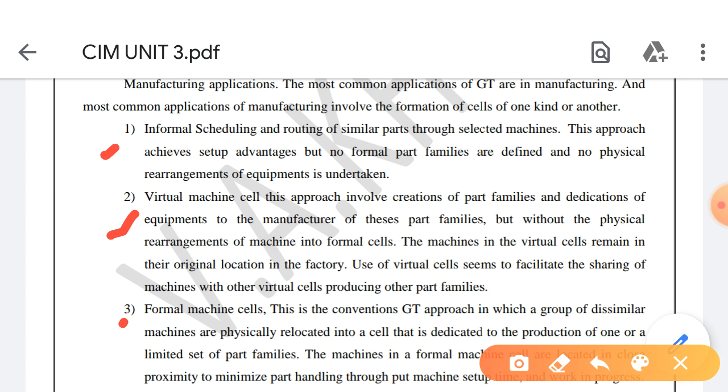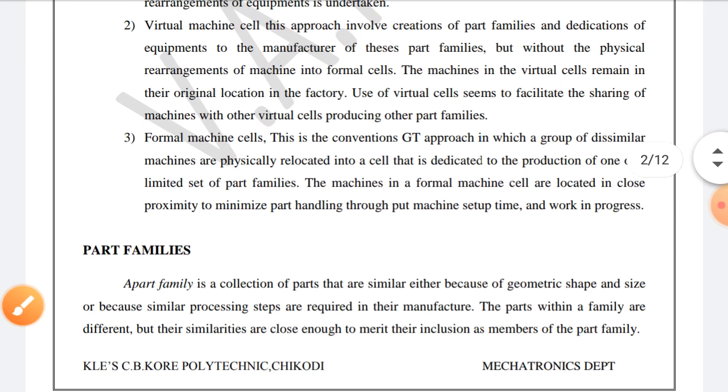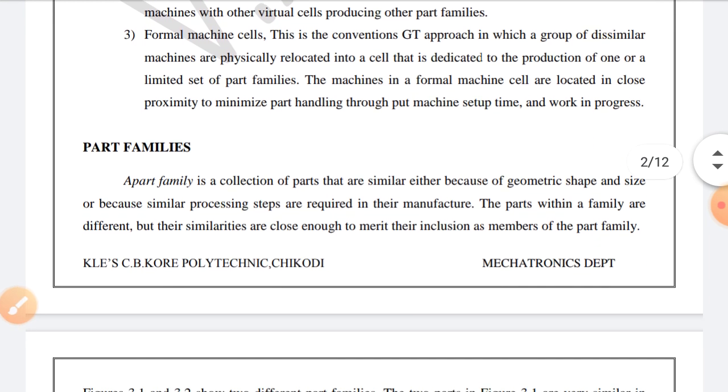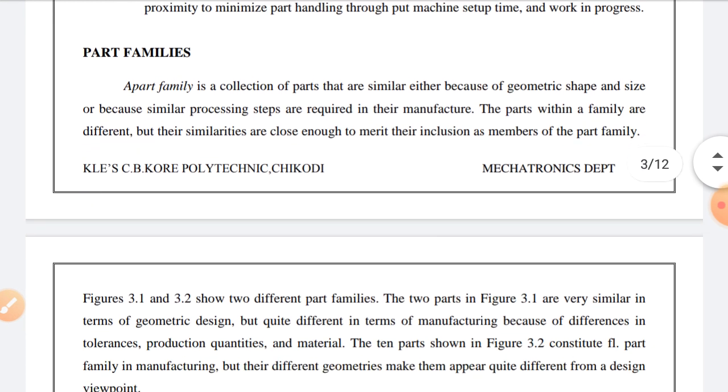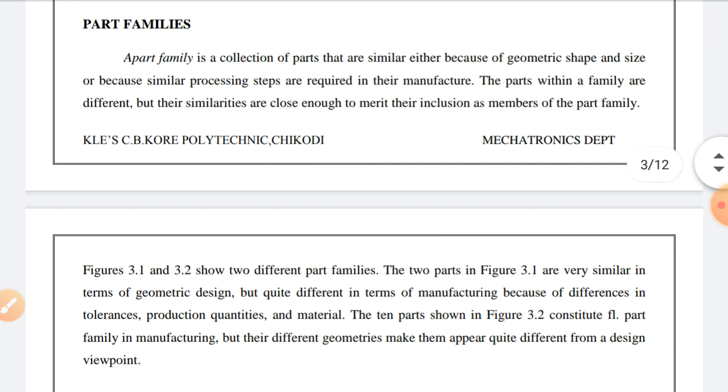The second one is where machine cells are virtually rearranged, and the third is where you physically rearrange the machines. Where it is possible, you can use group technology. So this is regarding applications of group technology. Next, we will discuss the meaning of part family, since till now we have been making part families.